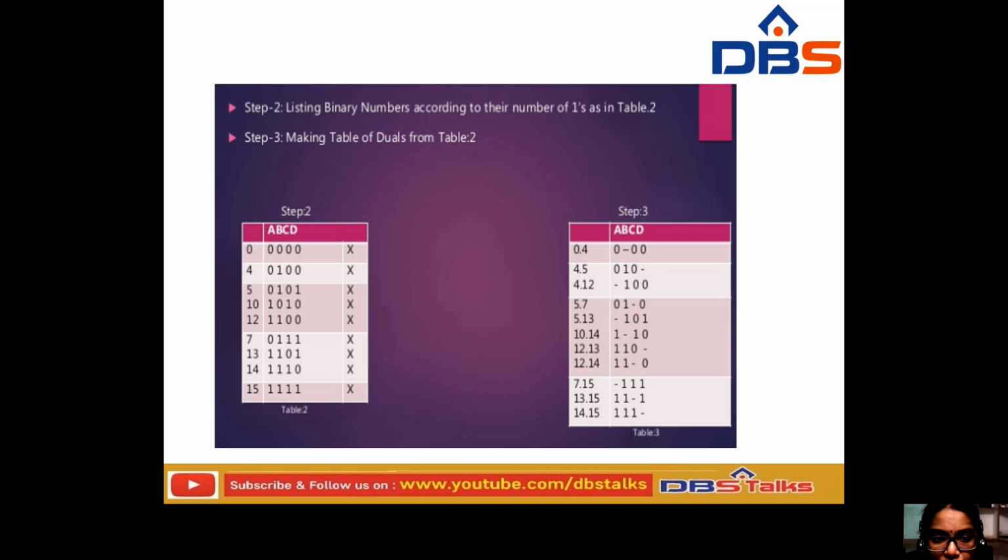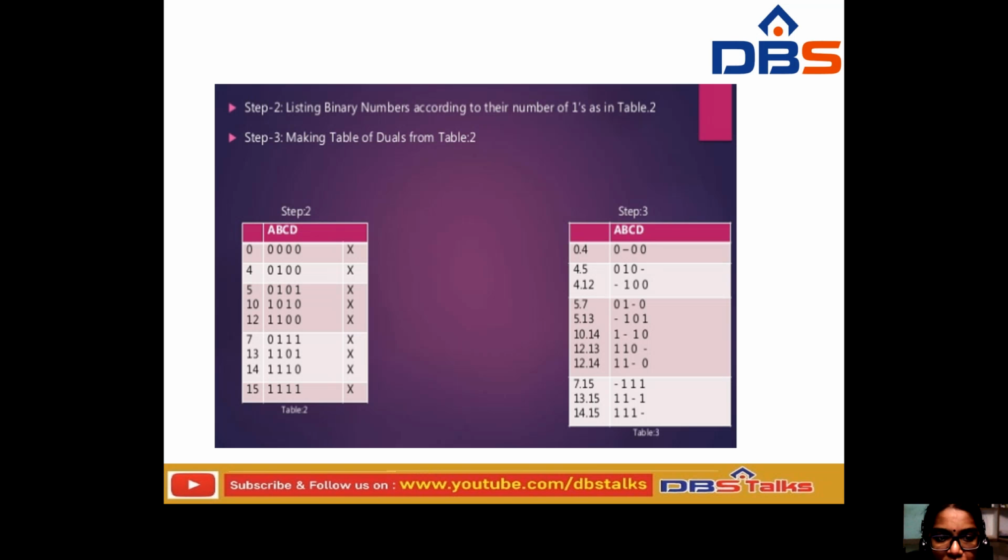See, from this table you have to do the dual operation. If it is 0, you take it as 0, 4. Okay, next one is 4, 5. Next one is 4, 12. Next one is 4, 7. Next 4, 5, 4, 12. Next one is 5, 7, 5, 13. Just like that, we are going to make the table of duals from this table too.